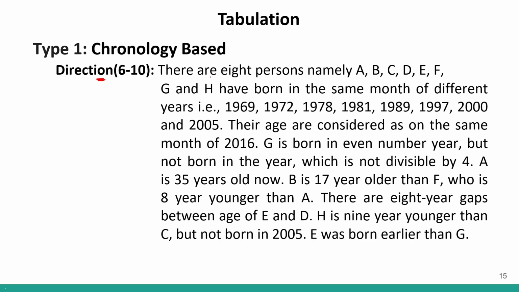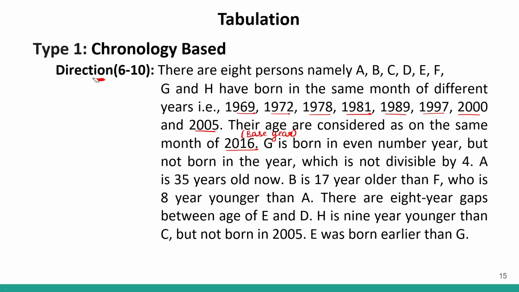The question says that there are 8 people, namely A, B, C, D, E, F, G and H, that are born in the same month of different years. So the years are 1969, 1972, 1978, 1981, 1989, 1997, 2000 and 2005. Their ages are considered as on the same month of 2016. That means 2016 will be our base year, correct? We will calculate their age from 2016.